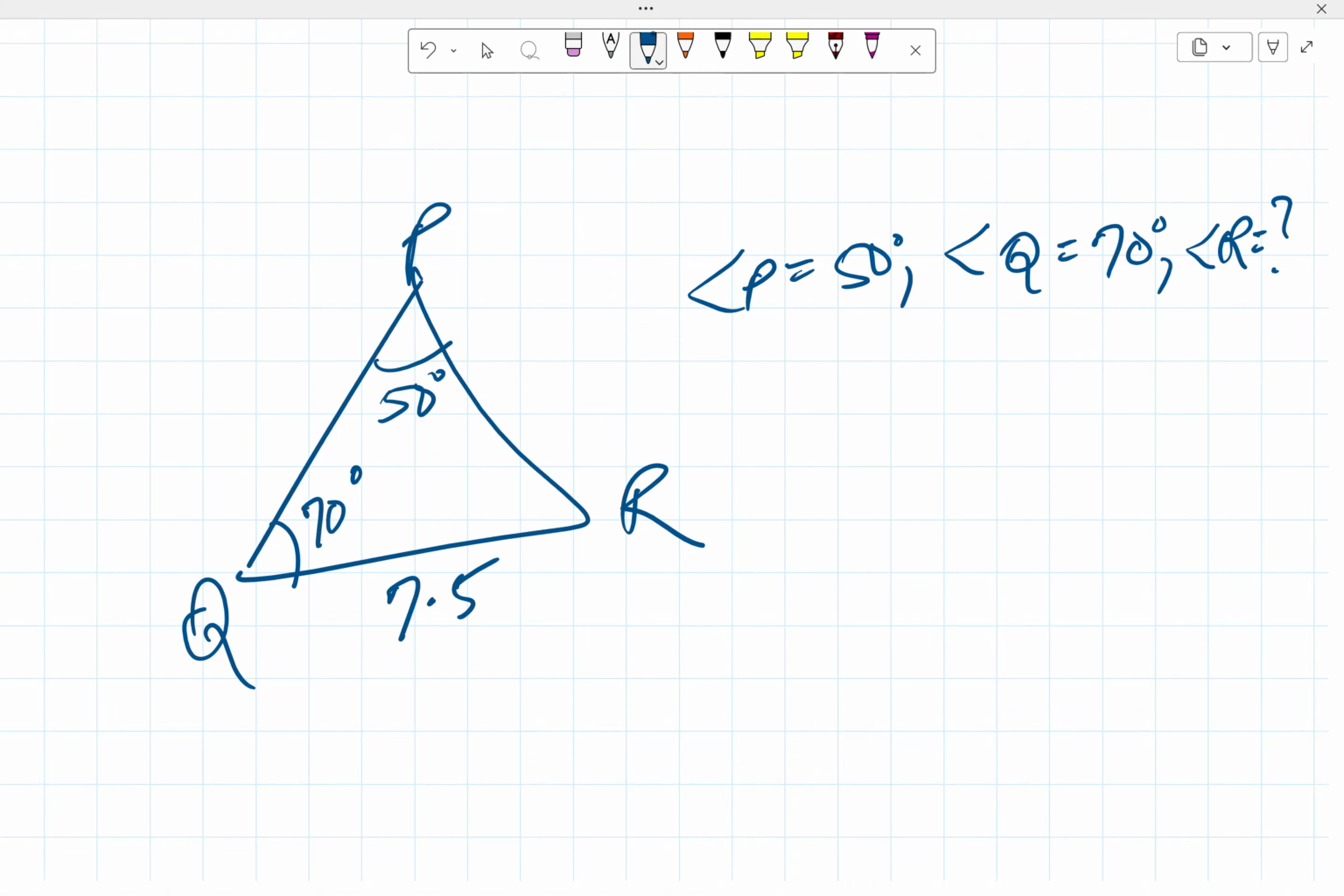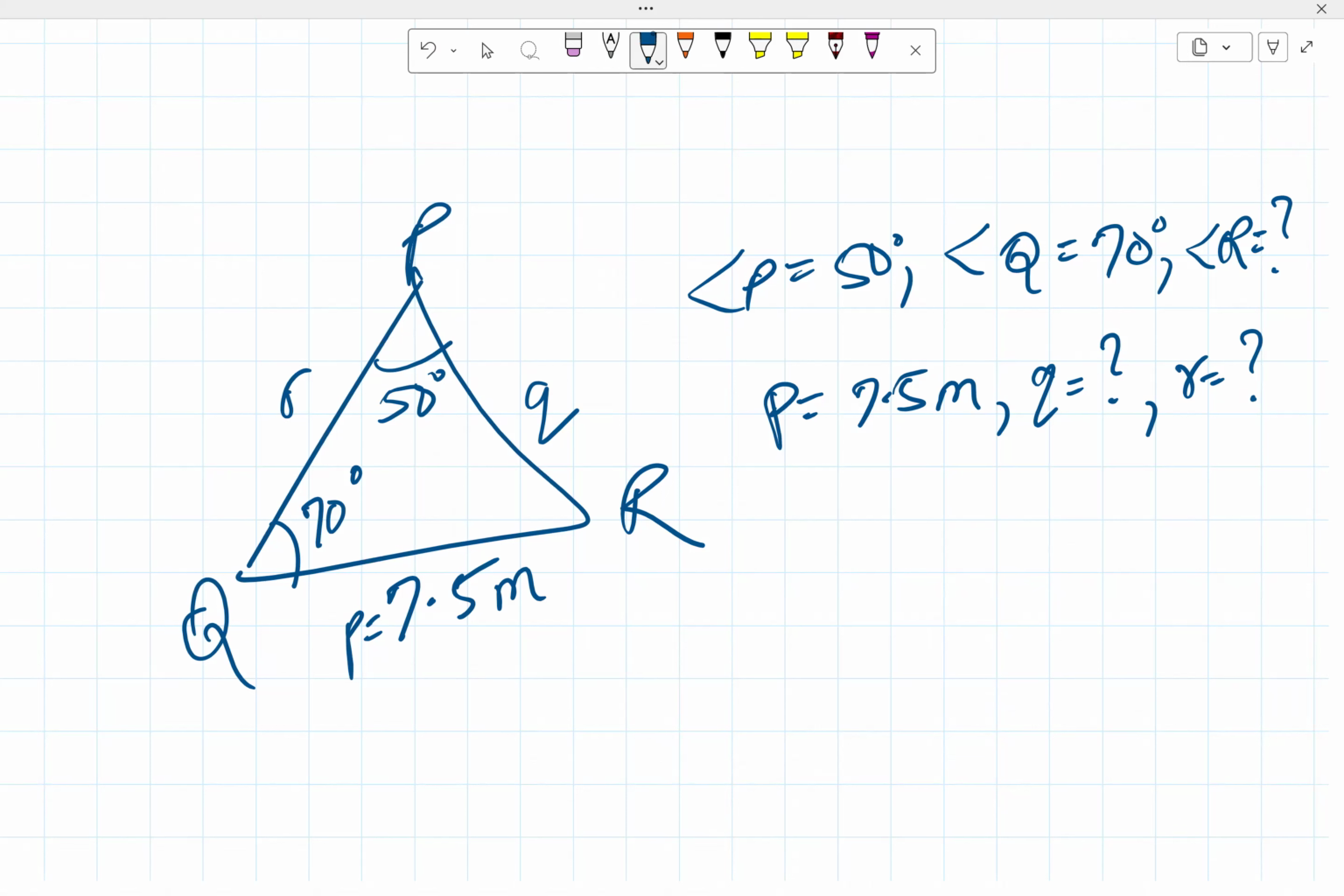So that's what it means to solve a triangle, right? So let's say this is 7.5 meters. So now we know small p to be 7.5 meters, and small q, we don't know. Small r, we don't know. Sometimes they can tell you to solve a triangle completely. A triangle has six features, three sides and three angles. Mostly you need at least three pieces of information about the triangle to solve it completely. So to solve it completely means to find everything that is missing.